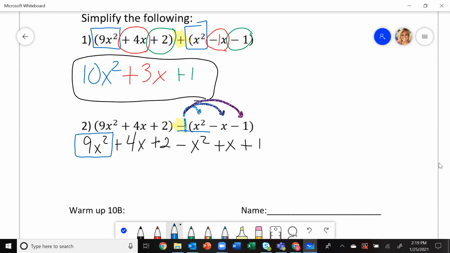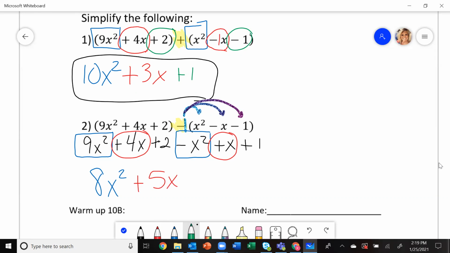9x squared minus 1x squared gives me 8x squared. Next, I have 4x plus x, which gives me a positive 5x. Then I get 2 plus 1, which is 3. Again, this would be my final answer. The x squareds, the x's, and the units all have to stay separate.